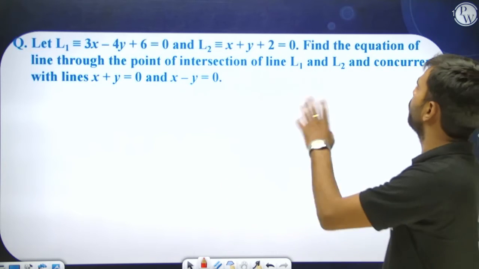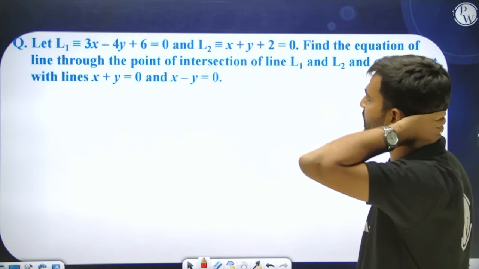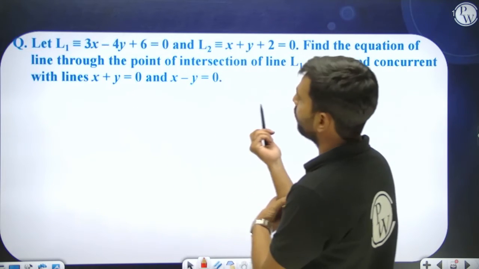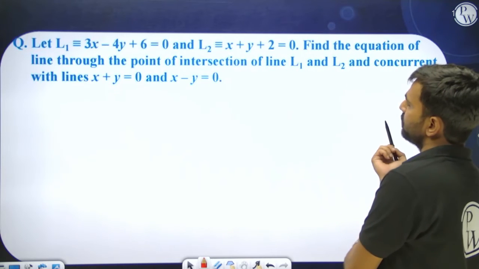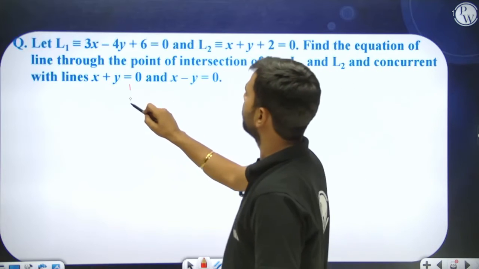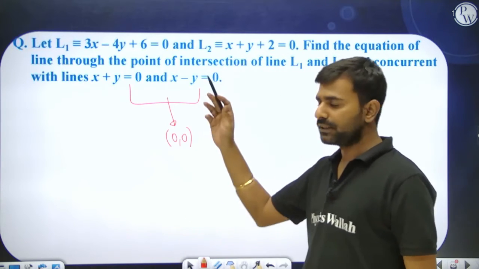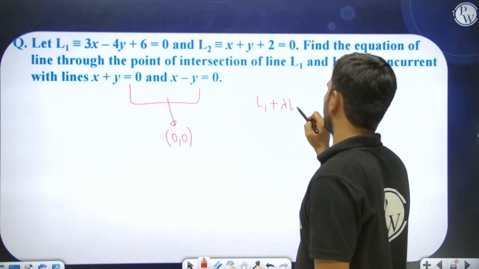Let L1, L2 be these two lines. Find the equation of the line through the point of intersection of L1 and L2, and concurrent with the lines at 0, 0. Concurrent with means the required line has to pass through 0, 0, because these two lines are both passing through 0, 0.